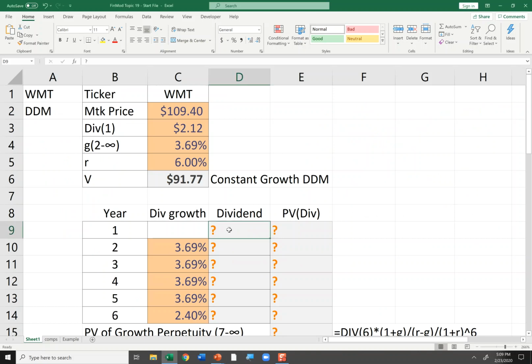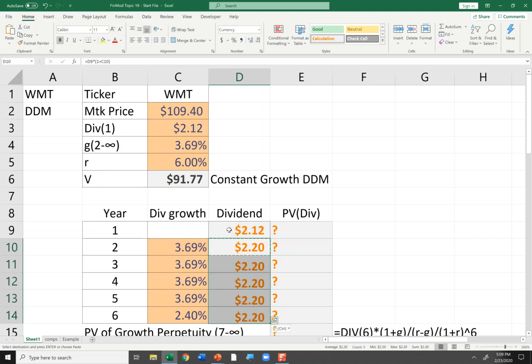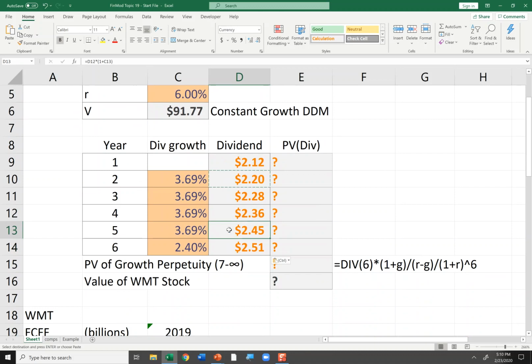Now the dividend is expected to be paid of $2.12. That dividend, we'll assume it grows at 3.69%, and that'll continue through year 5. Whoops. Let's take that dividend and grow it at 1 plus the growth rate. I'll copy that down. So my dividends are going to go from 2.12 to 2.51 for years 1 through 6.